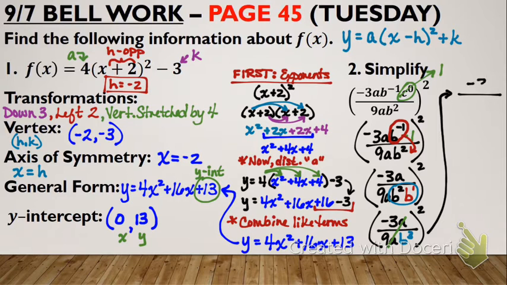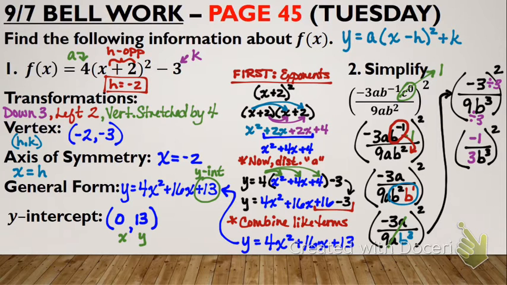So I have negative 3 in my numerator. I have 9b cubed in my denominator. What can I do with negative 3 and negative 9? Divide them by 3. 3 is the biggest thing that goes into both of those. So what would I have in my numerator then? Negative 1. What would I have in my denominator? 3 and b cubed.